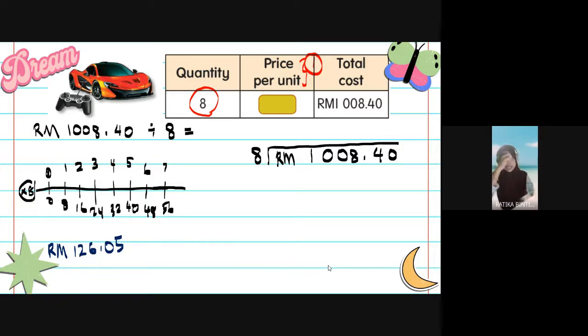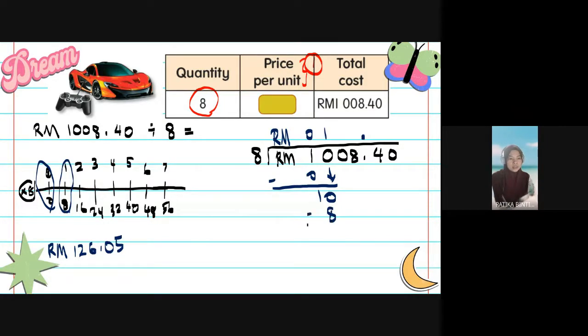Okay, now let us check. So don't forget to write down RM and also copy the decimal point in one straight line. So 1, set dah kan? So we take this one lah. 0, 0. 1, bring down 0. 10. So 10, 8 kan? So 1, 8, 2, bring down 0. 20, should be, we take this one. 2, 16, saya kira laju tu. 48.